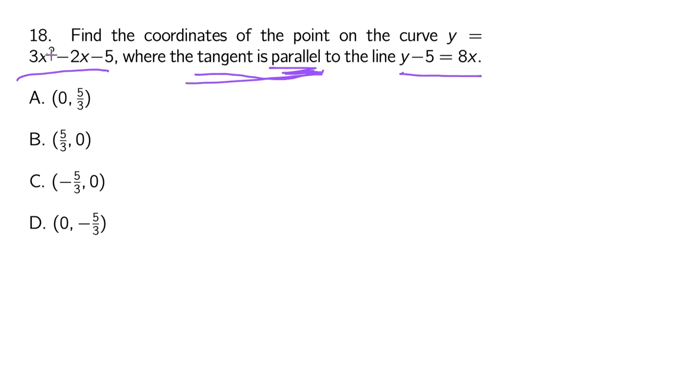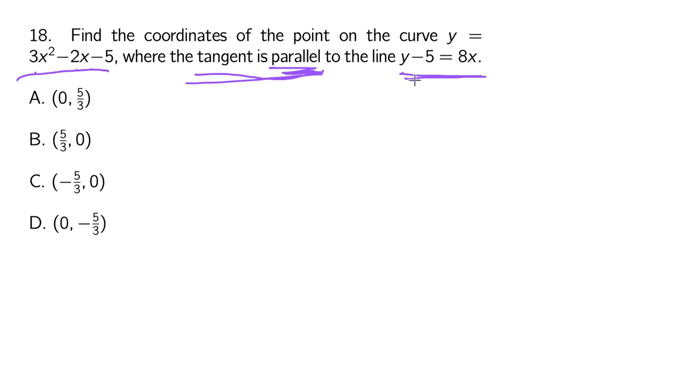And we know that the gradient of a curve at a point is the gradient of the tangent to that curve at that point. So what this is saying is that if we were to find the gradient of this curve at a certain point, that gradient will be equal to the gradient of this line.